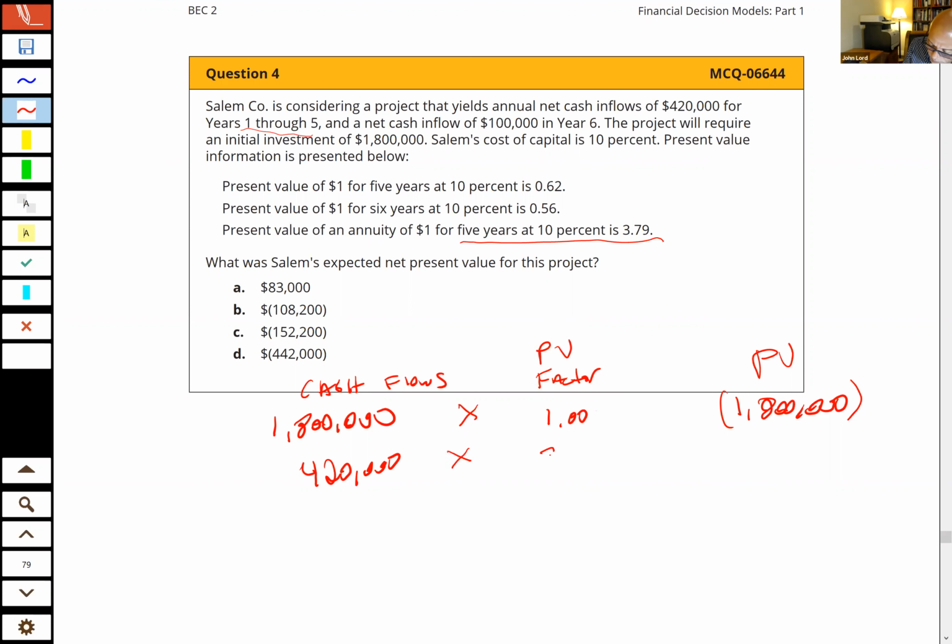So I have this negative 1.8. I add in the positive cash flows that are going to come in years 1 through 5 and year 6. And I get 152,200, which is choice C, which I think most of us got.